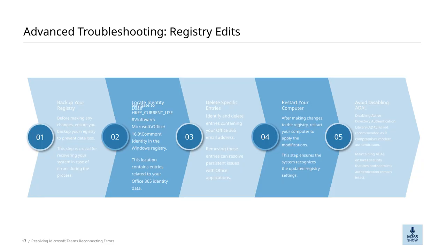After you've made the necessary registry changes, it's important to restart your computer. This step ensures that your system applies the new registry settings properly and recognizes the updates. Now, a quick note on security. Disabling the Active Directory Authentication Library, or ADAL, is strongly discouraged. Doing so can compromise modern authentication methods, which are vital for maintaining security. Keeping ADAL enabled helps ensure your authentication process remains secure and seamless, which ties back into the overall theme of maintaining a reliable and secure workspace.